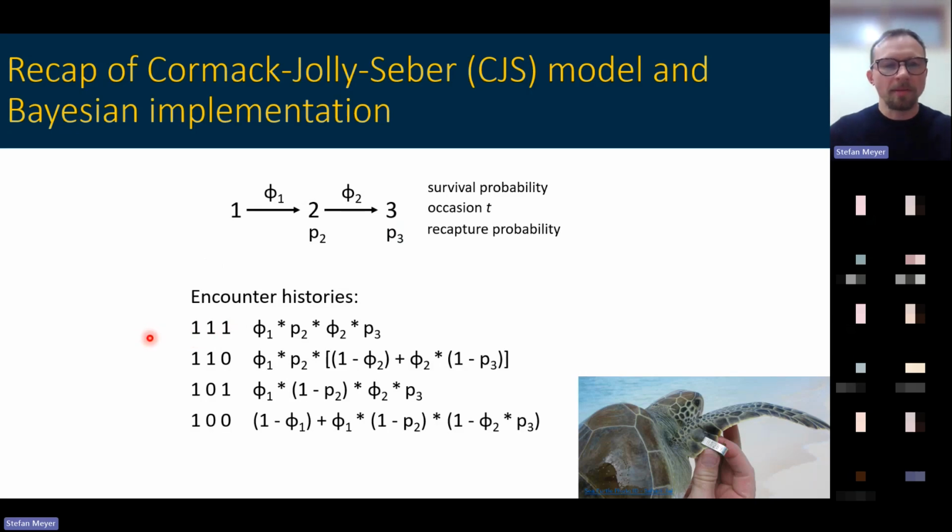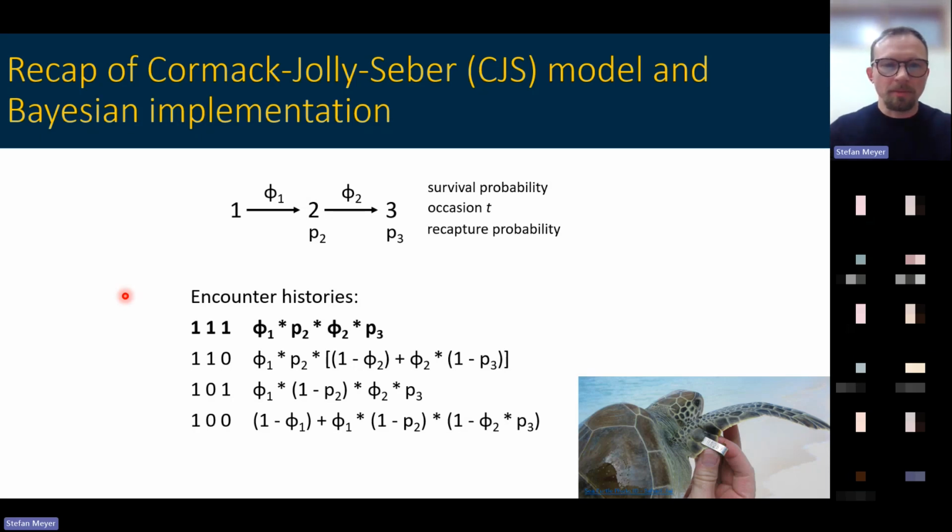encounter histories. The first being the animal being seen at all 3 occasions. The second being an animal not being seen at the last occasion. The second last being the animal not being seen at the second occasion. And finally, the animal not being seen at the last 2 occasions. And for each encounter history, there exists a probability.